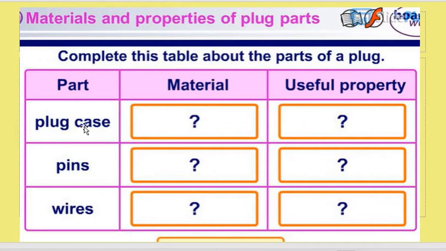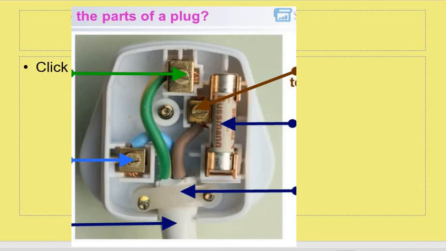Right, you need to write down these different parts of a plug. What is the case made out of, and why is it made out of, for example, plastic? Is it a good or a bad conductor? What are the pins made out of, and what are the wires made out of? Can you do this in your book? Pause the video.